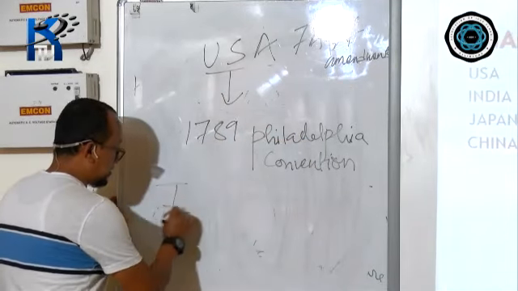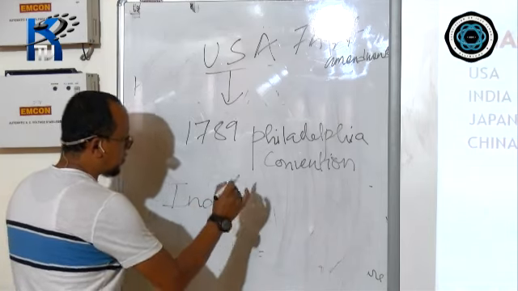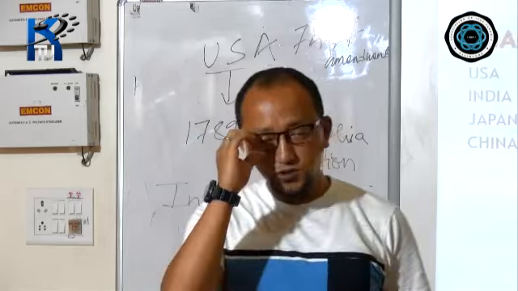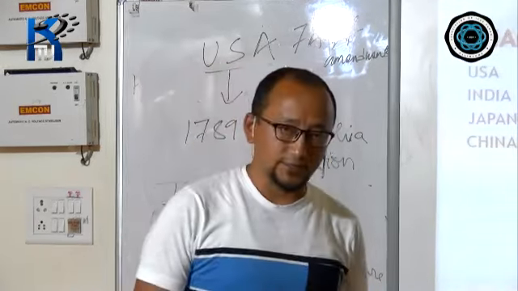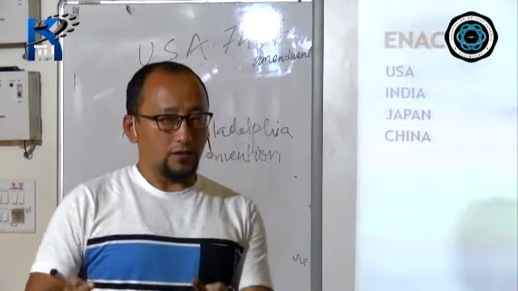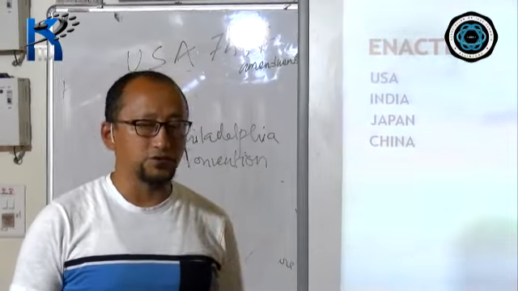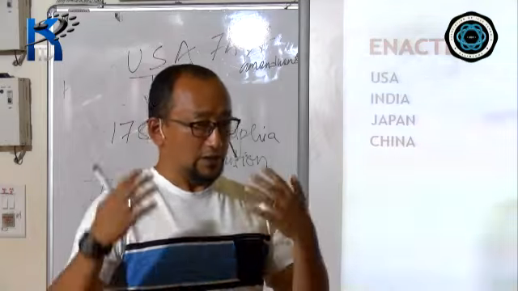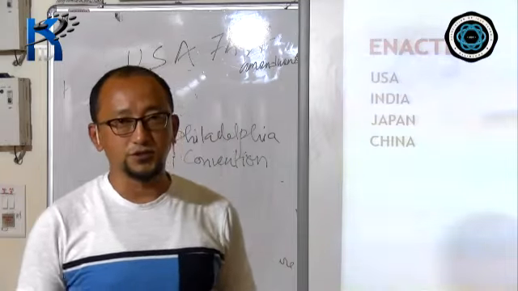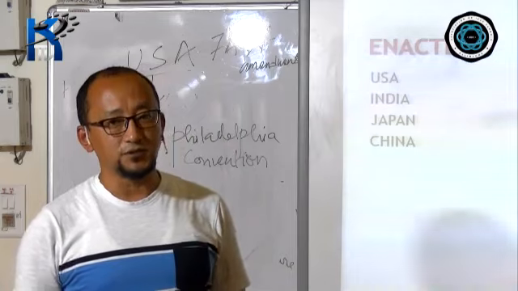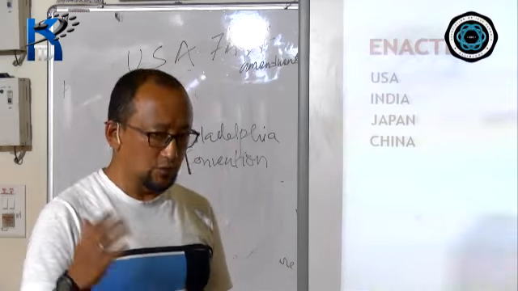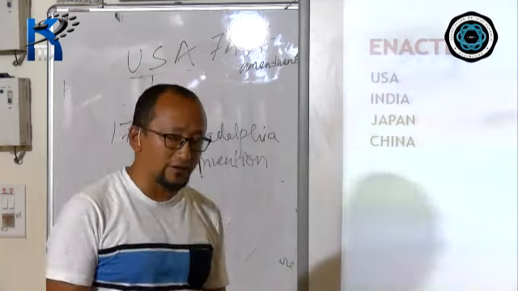Now let's look into India. I told you, the Indian Constitution is also an enacted constitution. All of you have been students of history, civics, and of course political science. Who was the man behind the drafting of our Indian Constitution, the great man? I'm sure all of you would say Dr. B.R. Ambedkar, the chairman of the drafting committee. Of course, he was the main man behind the drafting of our Indian Constitution.